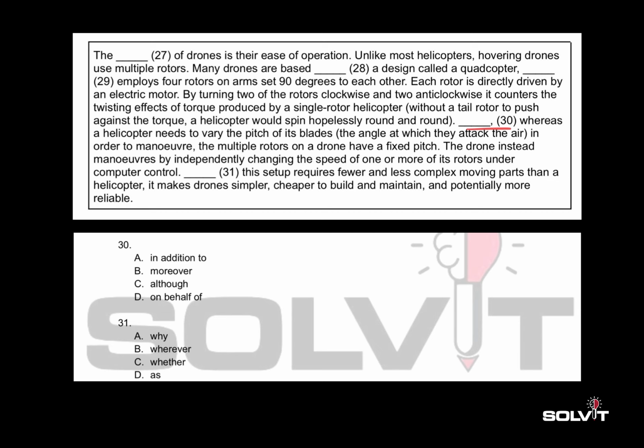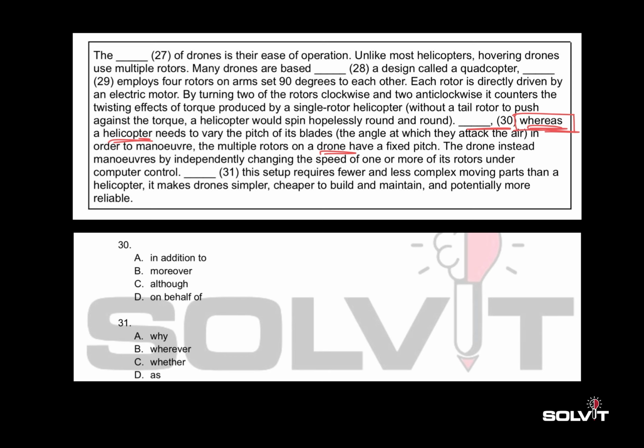Now what this sentence is doing, it's comparing a helicopter to a drone, right? Because the word whereas is important over here, because it's telling us that the sentence is pointing out the difference between a helicopter and a drone. Okay, so whereas a helicopter needs to vary the pitch of its blades in order to maneuver, the multiple rotors on a drone have a fixed pitch.